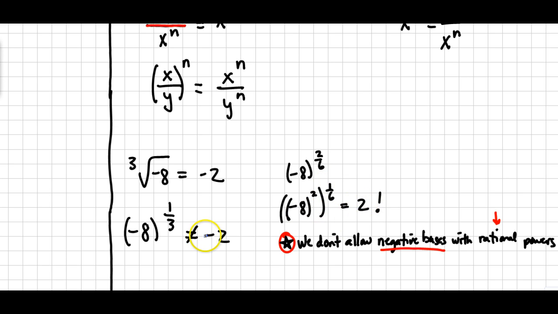is going to end up being a +2, which we know is not the answer. We know the answer is supposed to be -2. So by applying properties here with a negative base, we get the wrong answer. So that's why we don't allow negative bases when the power is rational. That's just a follow-up item from lesson 9.1.